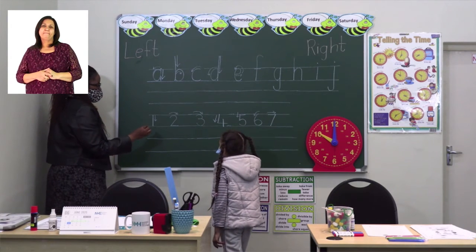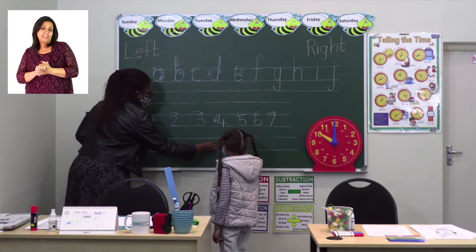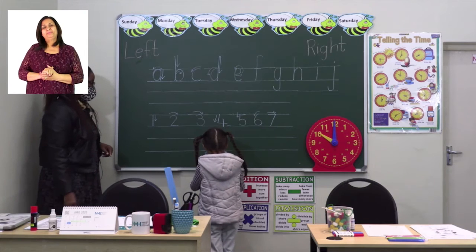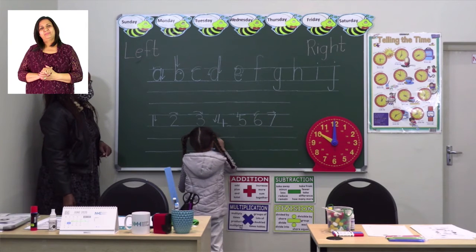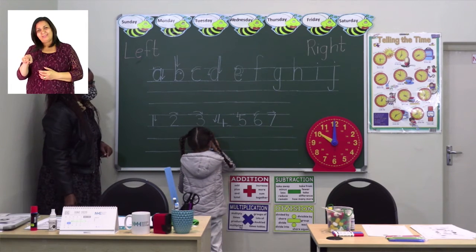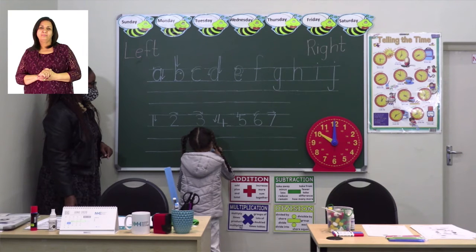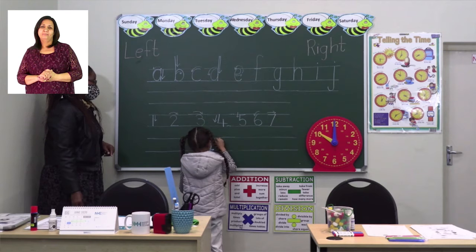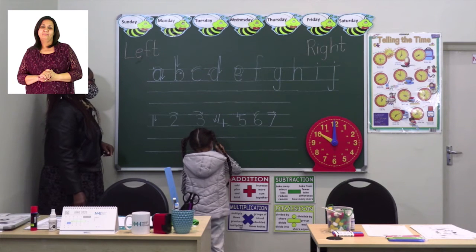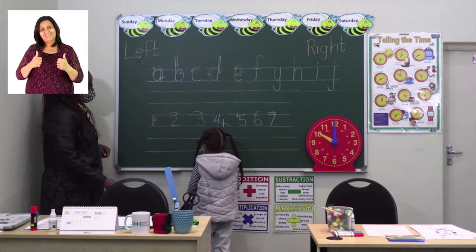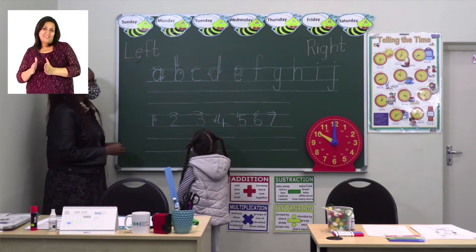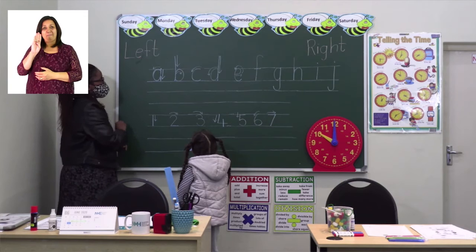Now I would like to ask my friend to write letter A for me on the chalkboard. Round, down, A tummy, and up, straight down. Well done. You have done very well. And the next letter on our alphabet is letter B.